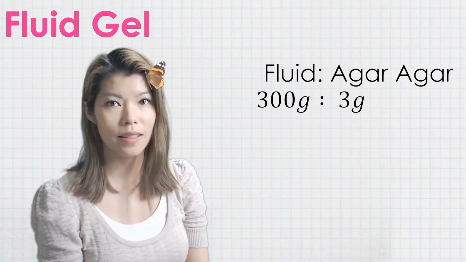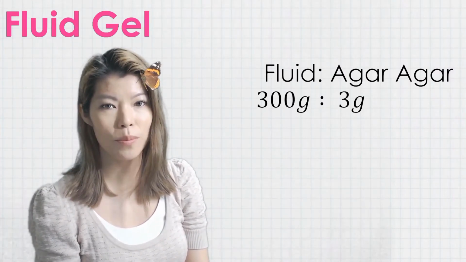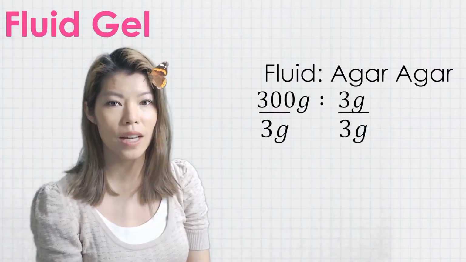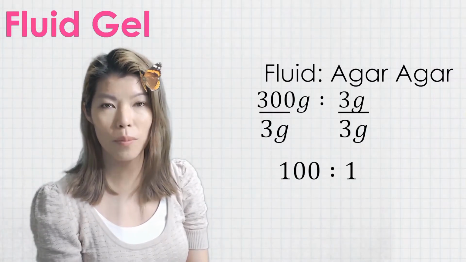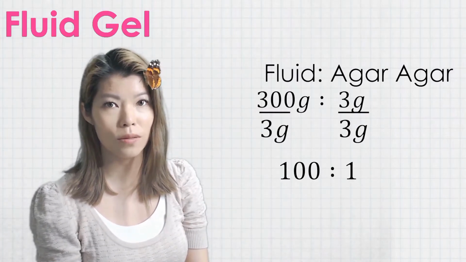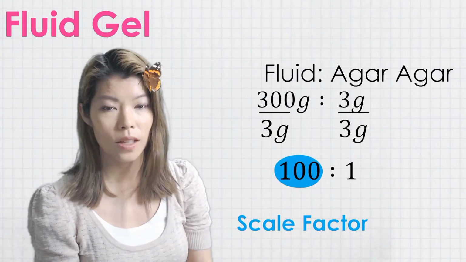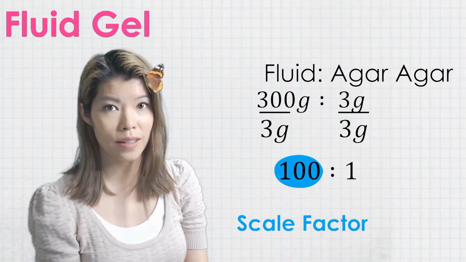But the contestants and most chefs would remember it by the ratio. So dividing by the second value, that is 3, we get 100 to 1. So we remember 100 mils of fluid or 100 grams of fluid to 1 gram of agar-agar. So 100 is our scale factor.